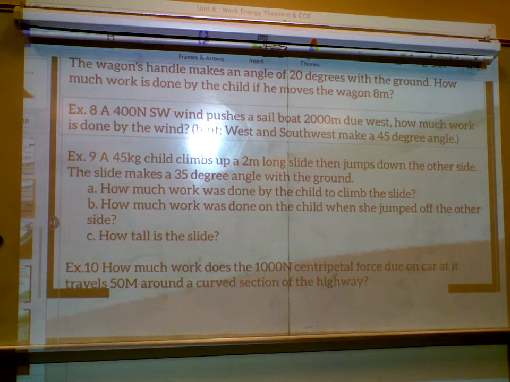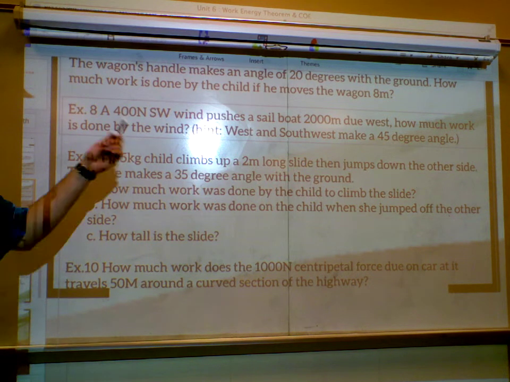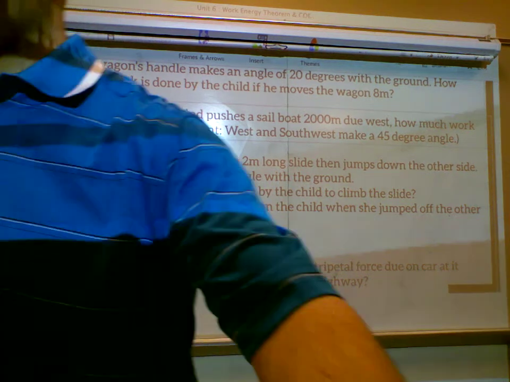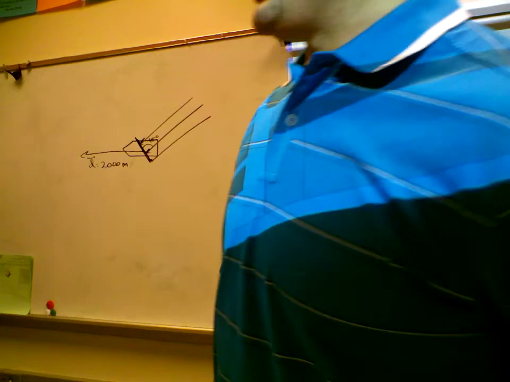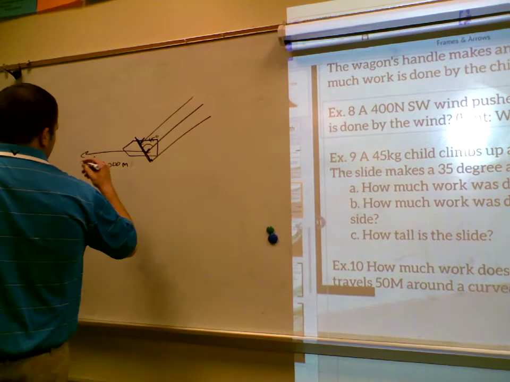Example 8. A 400 Newton southwest wind pushes a sailboat 2,000 meters due west. How much work is done by the wind? Hint: west and southwest make a 45-degree angle. So, just picture it to help you out. Right? What do we know?